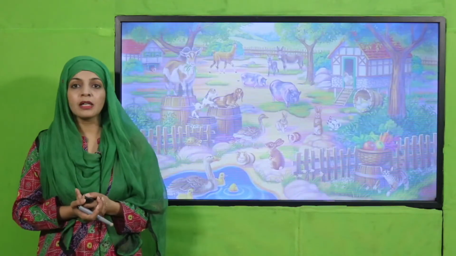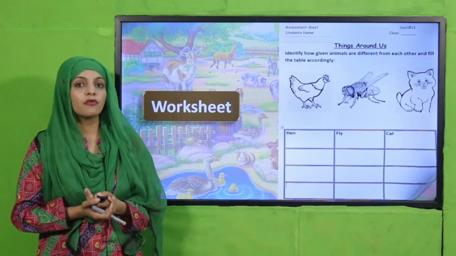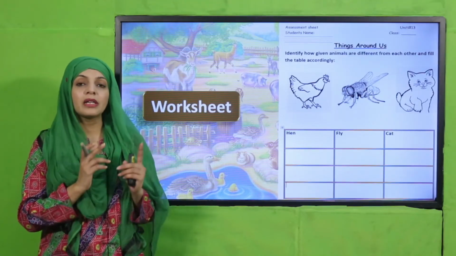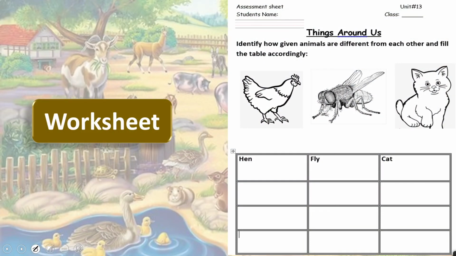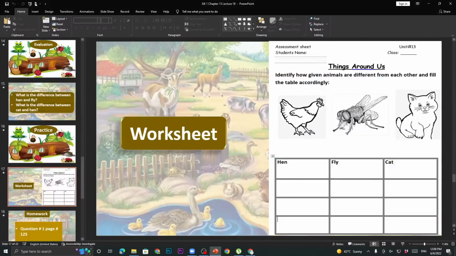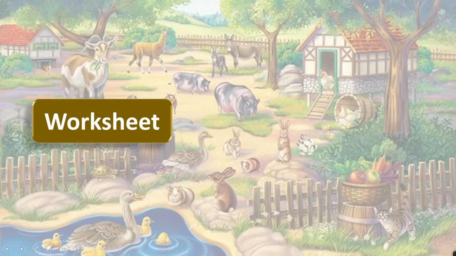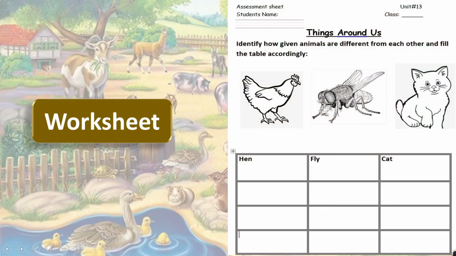Now is the time for practice. For practice, you can download this worksheet from the description box below the video or you can get it in print form by your teacher. Write down your name and your class and then move forward. Identify how given animals are different from each other and fill the table accordingly.